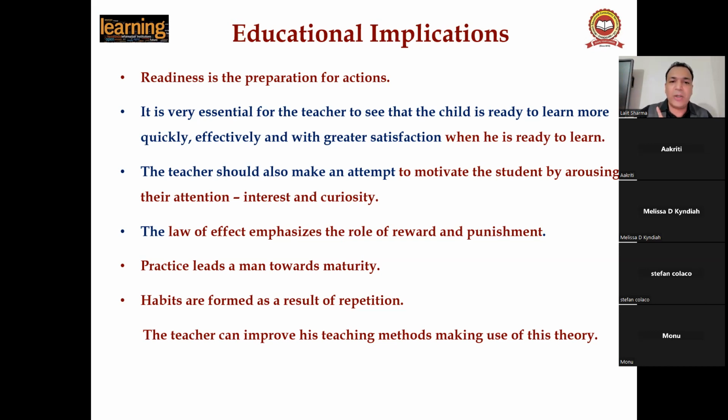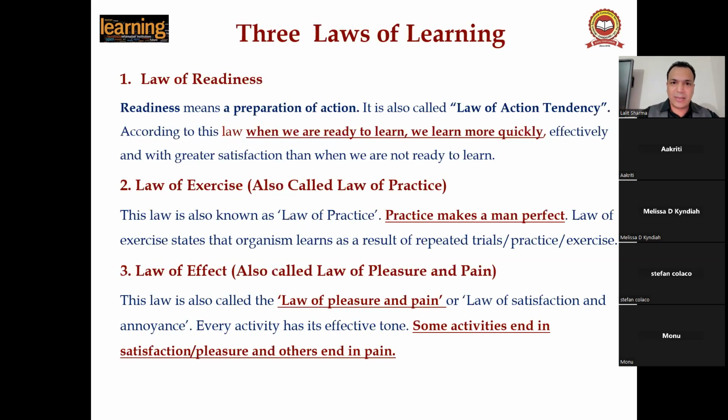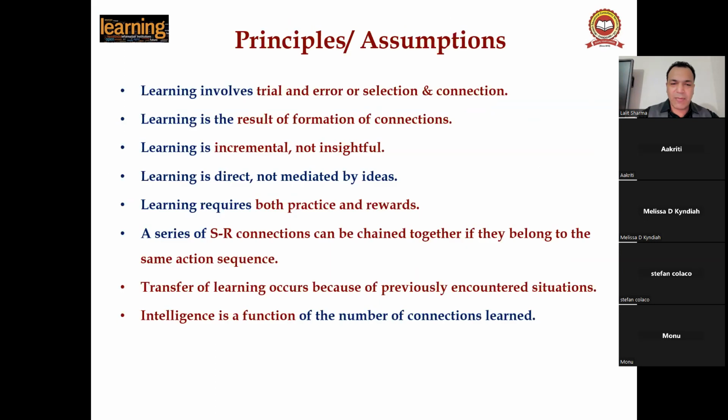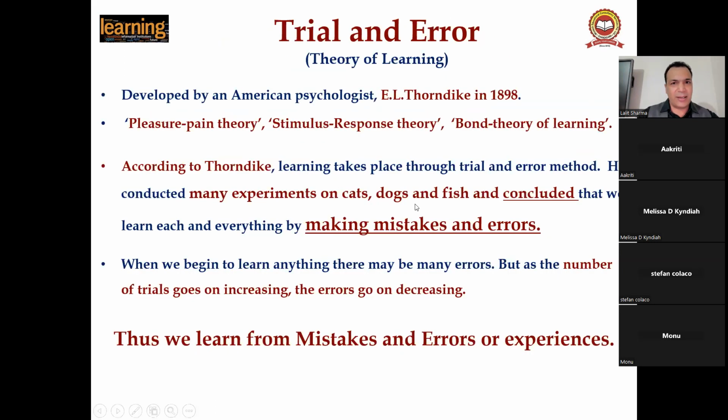Next, practice leads a man towards maturity. Habits are formed as a result of repetition. The teacher can improve his teaching method by making use of this theory. Right, guys? So thank you so much, guys, for this trial and error theory. Under this, what we have done first is a little bit of history of that theory. You should know that Thorndike gave this trial and error theory.